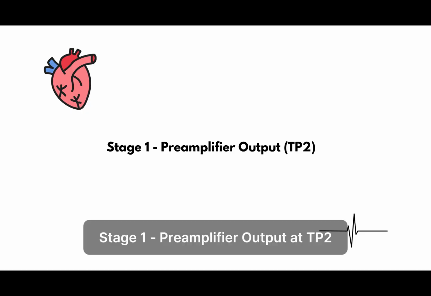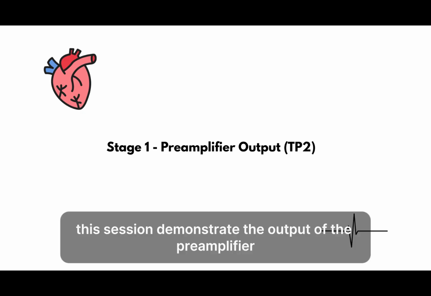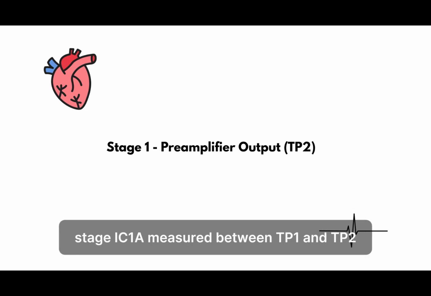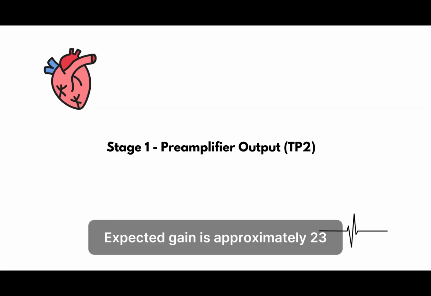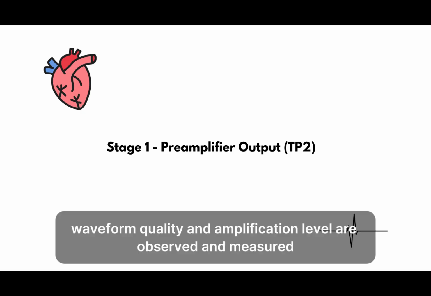Stage 1 preamplifier output at TB2. This section demonstrates the output of the preamplifier stage, IC1A, measured between TB1 and TB2. The preamplifier boosts the weak input signal significantly. Expected gain is approximately 23 based on theoretical calculations. Waveform quality and amplification level are observed and measured.